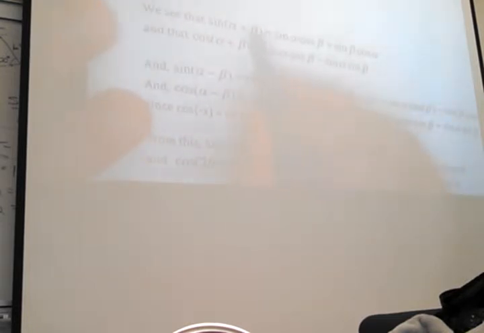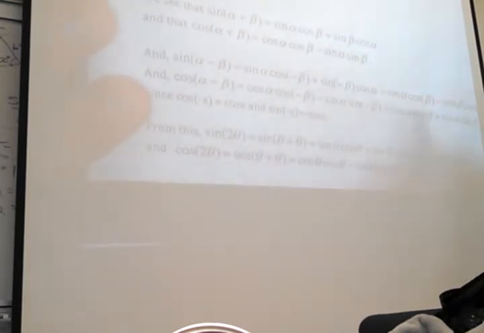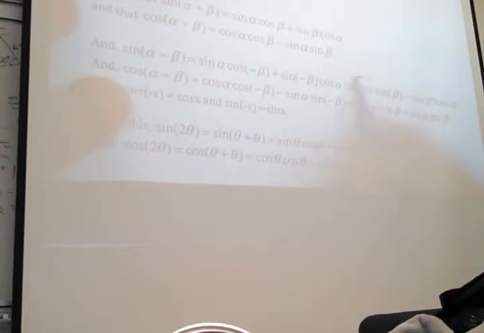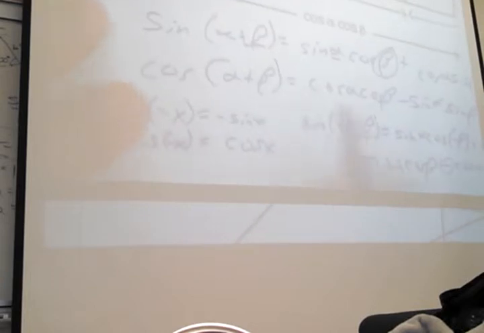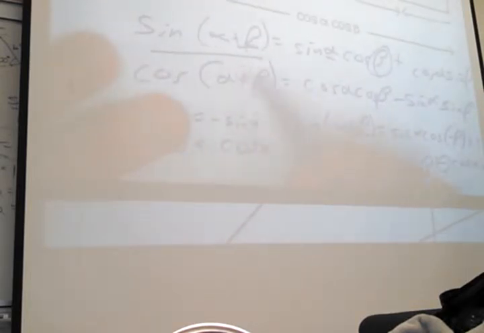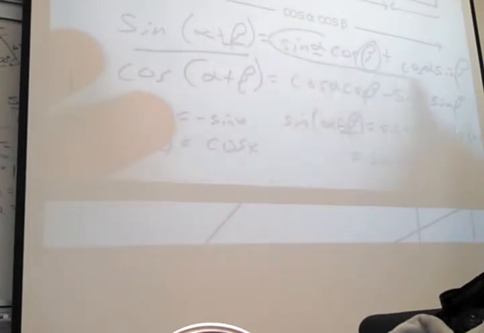Let's see. Here we go. Right here, we're going to use this. This is the formula we just figured out here. Sine of alpha minus beta equals this. We just figured that out. How did we figure that out? Well, first off, we had to figure out sine of alpha plus beta, right? Now, is everybody cool with where these came from?